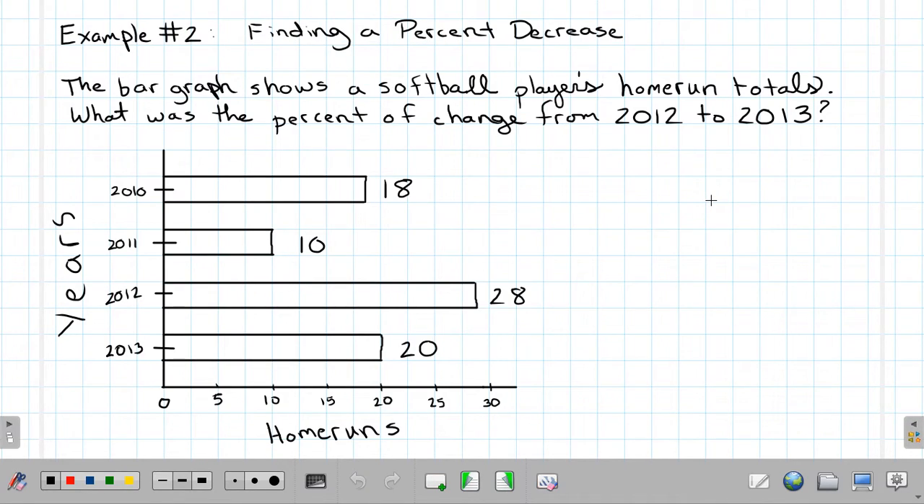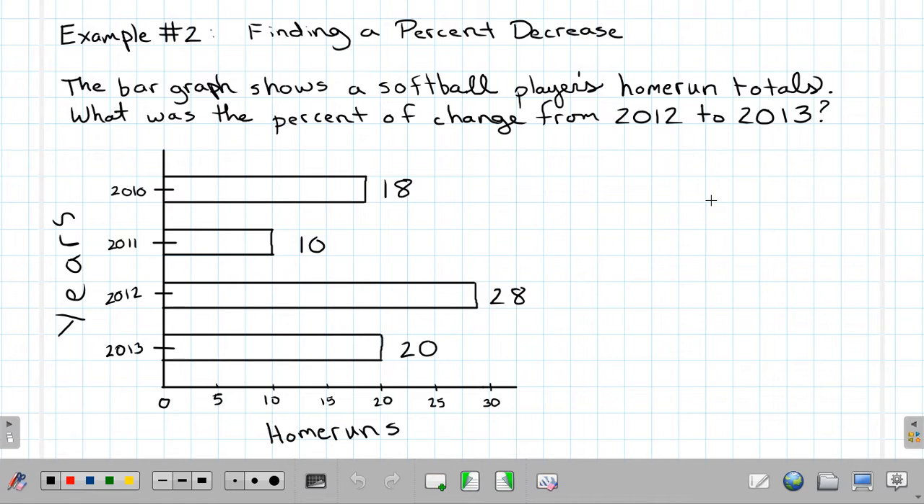In example 2, you can see the title in this one is the opposite of what we did in the last one. In this case, we're still finding a percent change, but we're finding a percent decrease. So let's look at the question and see what numbers we're going to be using. The bar graph shows a softball player's home run totals. What was the percent of change from 2012 to 2013?